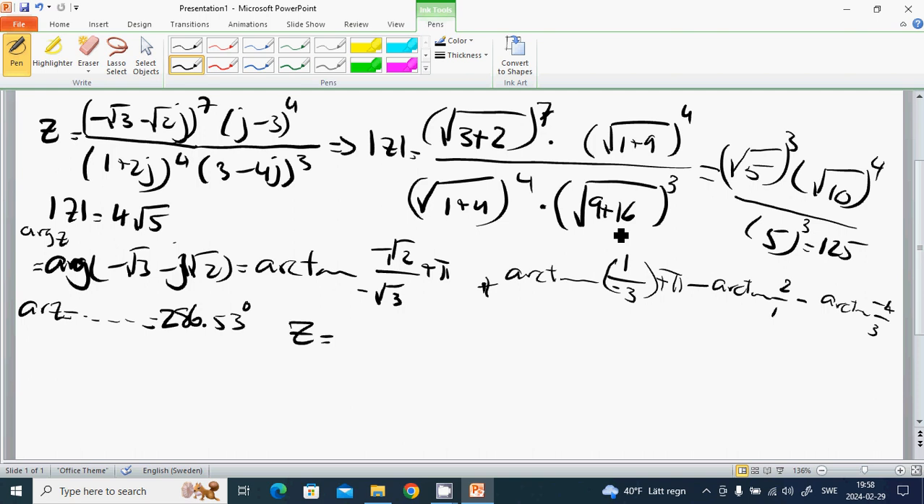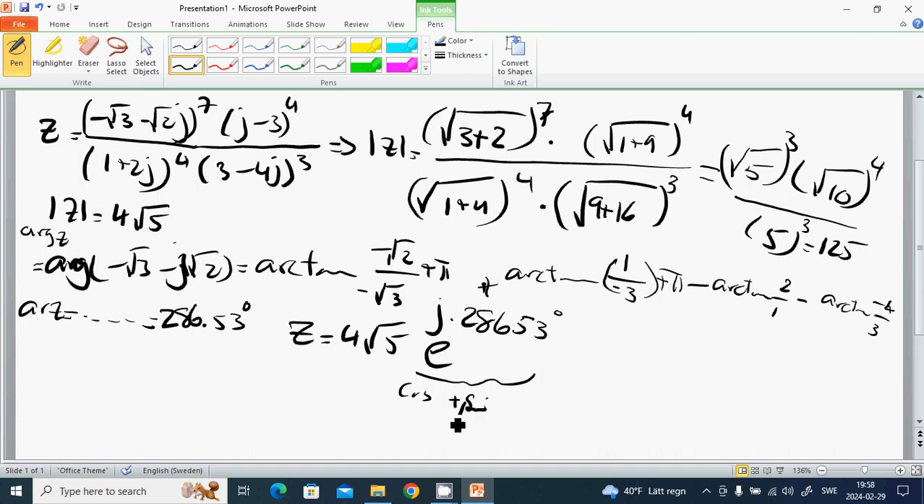In degrees, and we put z with r here, it is 4.5 to the power of e^(j 286.53 degrees). And this one is cosine plus j sine. And then we are coming to 2.54 minus 8.57j.